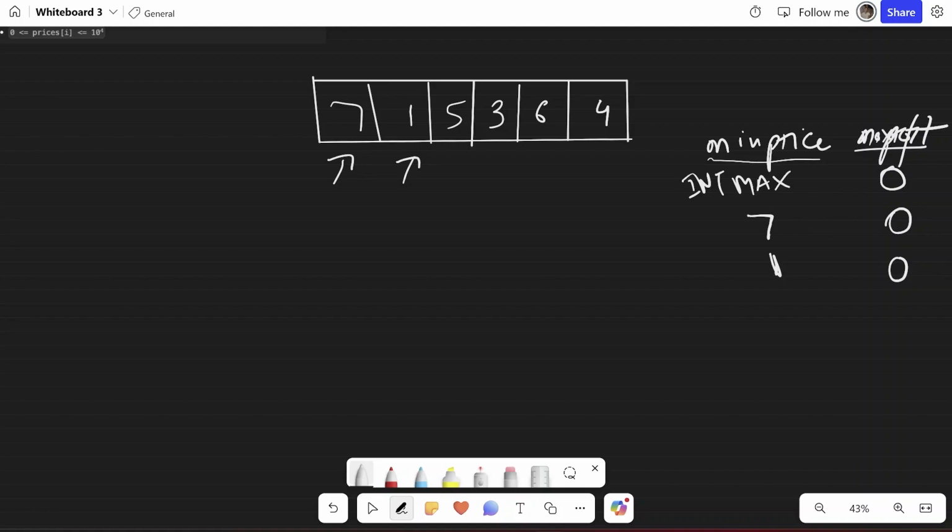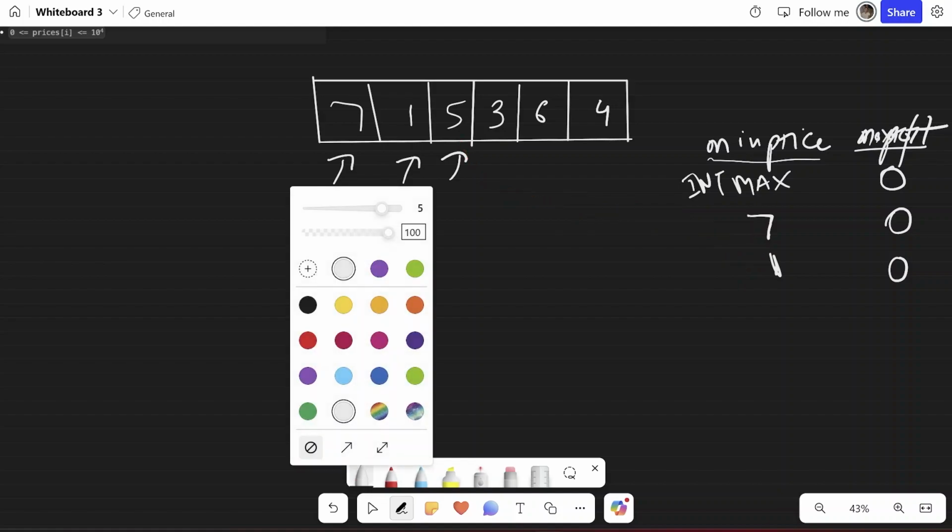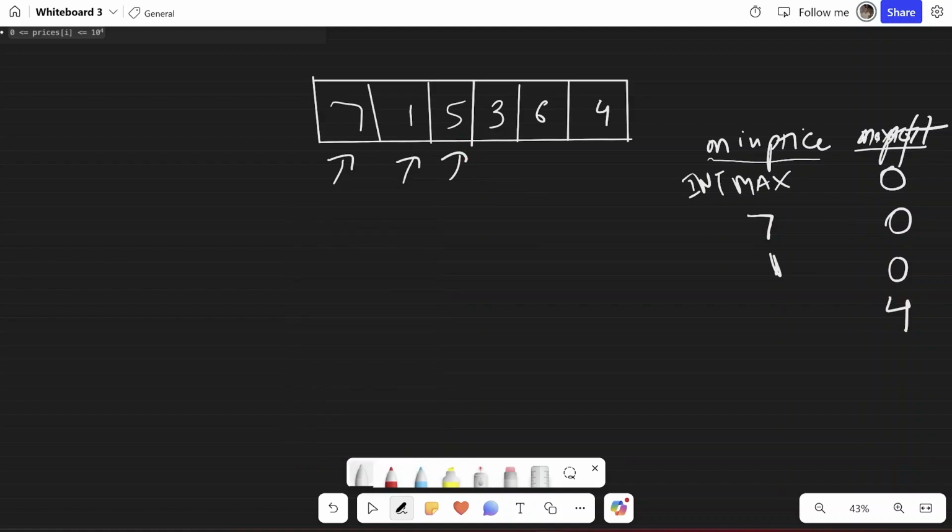And similarly, when we move on to 5, the min is now 1. So 5 minus 1 is 4. 4 will be the max profit now. And min will remain 1 because 5 is greater than 1. Now moving on to 3. 3 minus 1 is 2. So I don't want to have a profit of 2. So max profit will remain 4. And min price will remain 1 because 3 is greater than 1.